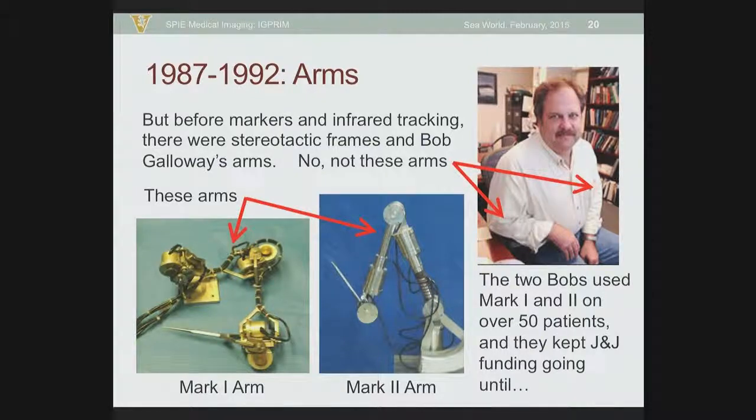And so Bob Galloway would pull a cadaver head out of a bucket and throw it up there and put that arm on it and start moving it around, and Bob Masunas, and they'd go back a little shaky, and they'd say, maybe we should keep funding these guys. They're doing something serious down there.